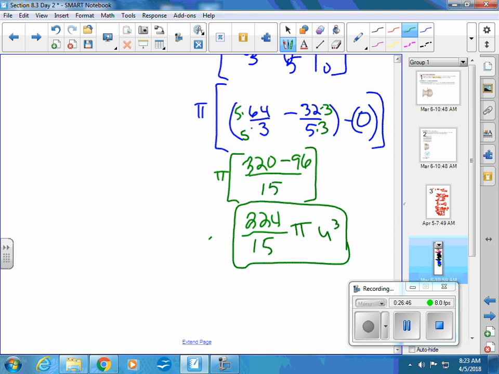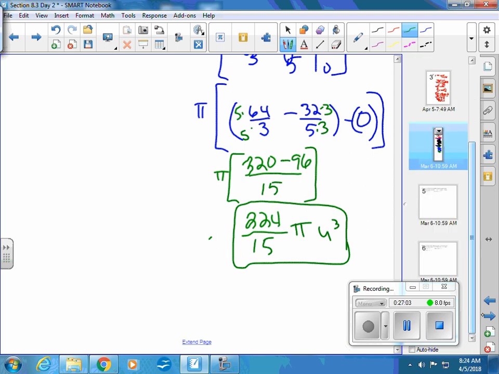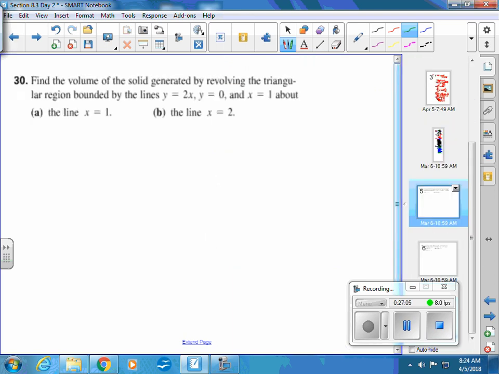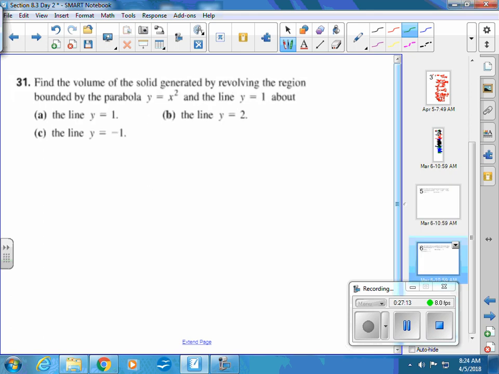What do you think? X-axis, easiest. Y-axis, second easiest. Horizontal line, easier than the vertical line in all cases. Okay. Should we do another? X equals 1 and X equals 2. Those are both vertical lines. Let's not do that one. I'd rather spend my time on a horizontal line.